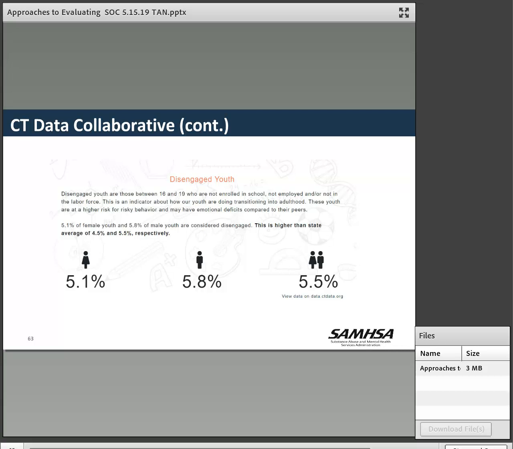So what the portal has done is it's enabled not only for folks to look at data at the city or town level, but they've integrated the regional structure into their menus to enable folks to pull data down at the regional level as well.